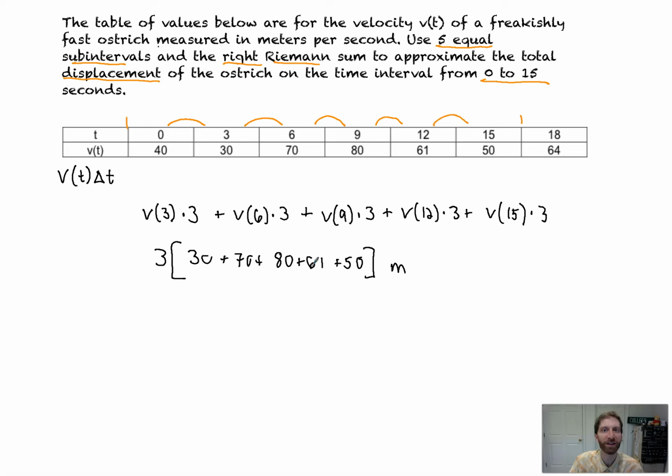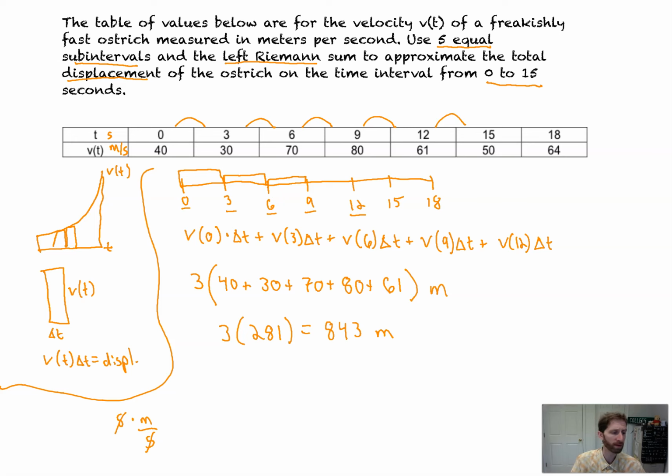It won't pause on your end, though. See the magic in a second. Bam! Look at that. The answer's there out of nowhere. So we've got 3 times this sum to 291, which is 873 meters. The left-hand sum was 843 meters.